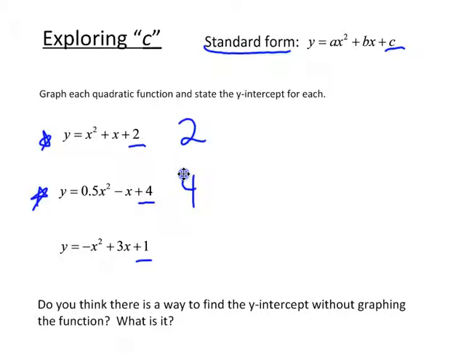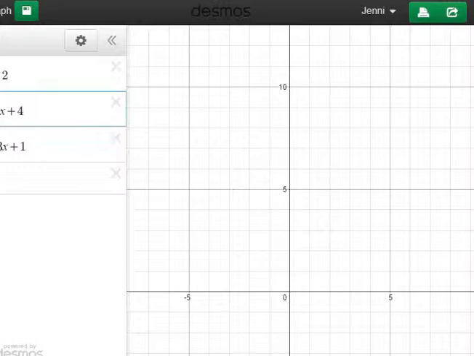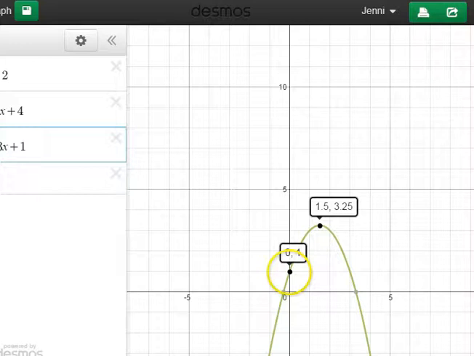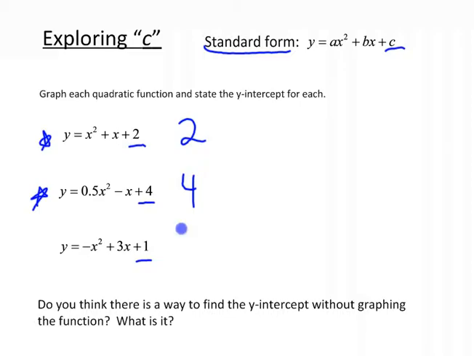And then on the last one, we're graphing negative x squared plus 3x plus 1. And this one you see opens down. We're still looking at the y-intercept, which is over here. That's going to be 0, 1. So this one has a y-intercept of 1. Do you notice any relationship between the value of c and the y-intercept? Hopefully, yes. So is there a way to find the y-intercept without graphing the function?